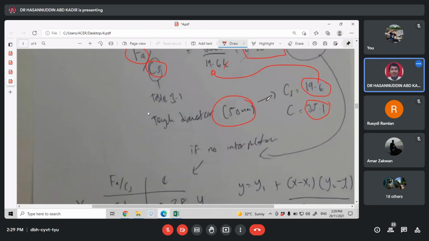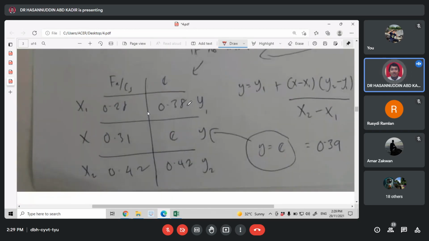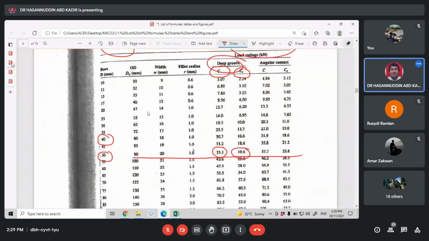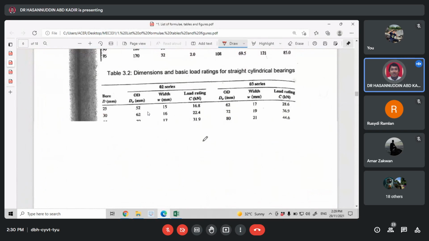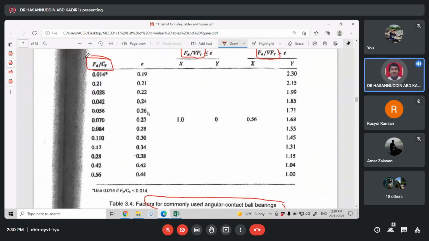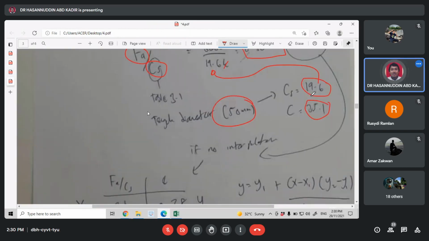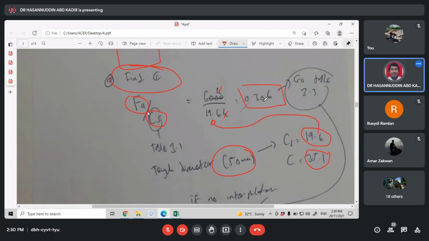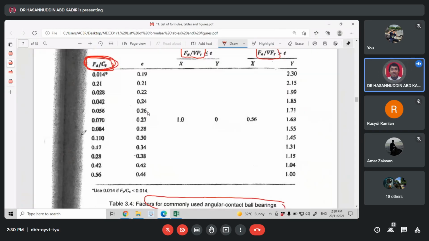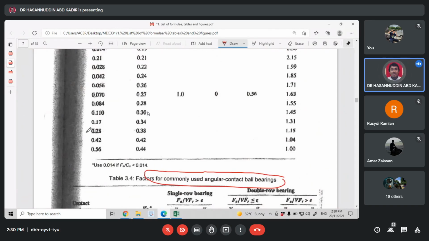FA over CS is 0.306. Then we go to the table, to this section. Looking at our formula and the FA over CS value we already calculated, 0.306, it falls in this section. We focus on this area only. So it is in the middle.